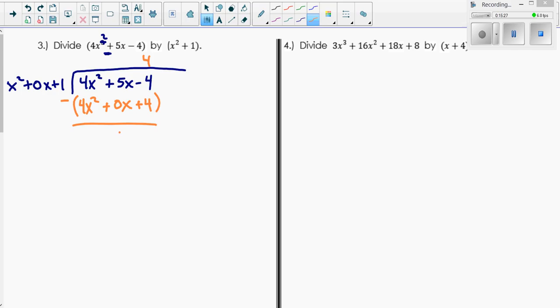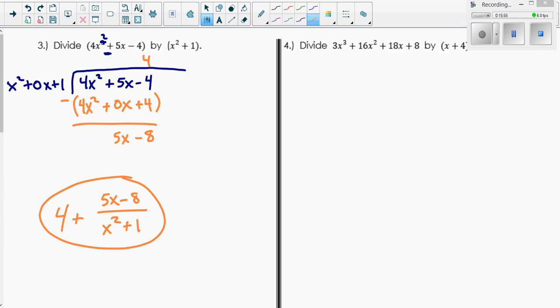5 minus 0 is 5x. And negative 4 minus 4 is negative 8. Again, not 0. You have to subtract every term. There's nothing left for me to bring down, which means my answer is 4 plus this remainder, 5x minus 8, over my divisor, and I'm going to take that 0 out and just write x squared plus 1. And that's my solution. Okay?